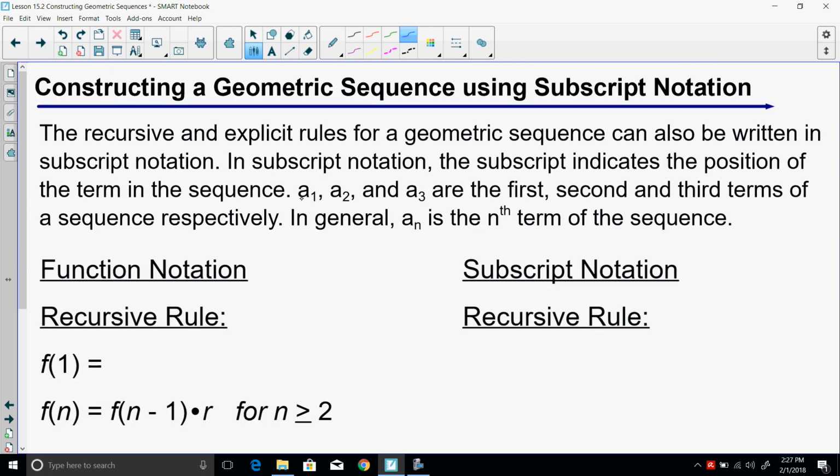So there is a different kind of notation. It says here, the recursive and explicit rules for a geometric sequence can also be written in subscript notation. In subscript notation, the subscript means, like if I have x sub 1, the subscript 1 indicates the position of the term in the sequence. So a sub 1, a sub 2, and a sub 3 are the first, second, and third terms, respectively, of the sequence. In general, a sub n is the nth term of the sequence.